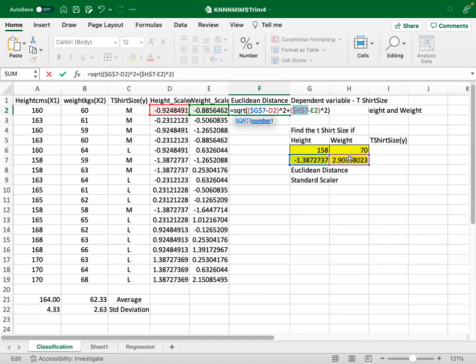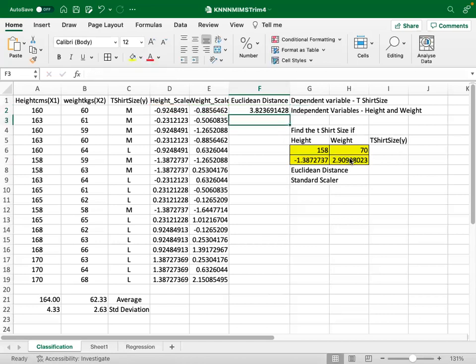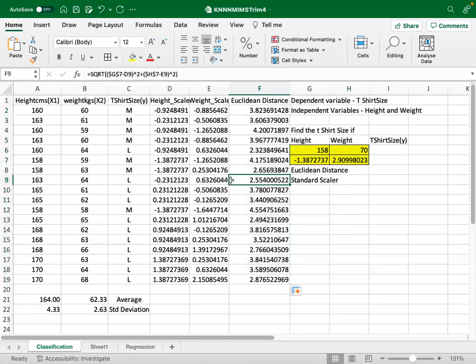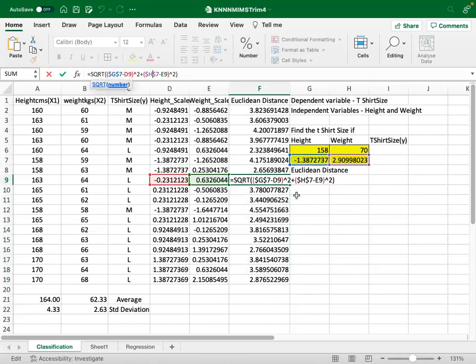So is equal to square root of open two brackets G7 minus D2 whole square plus H7 minus E2 whole square and close bracket. You got a distance of 3.83. Now if you double click, you will see these two cells will be constant and these cells will be automatically changing.